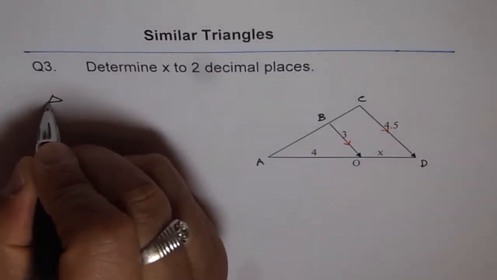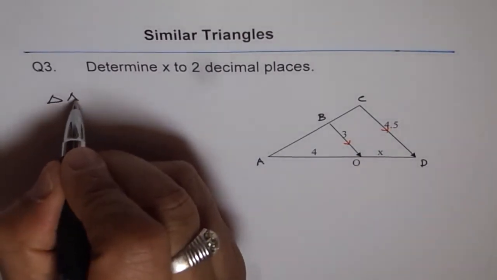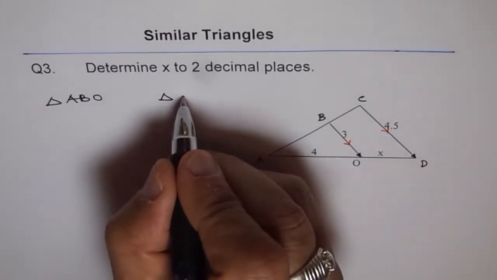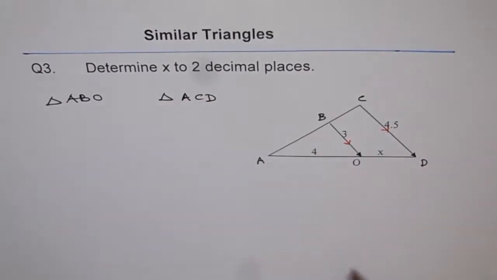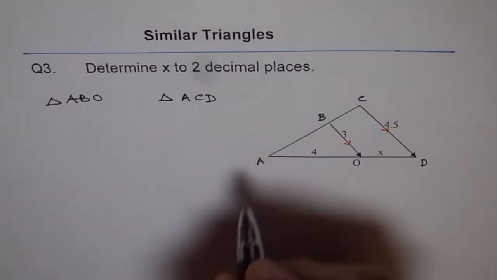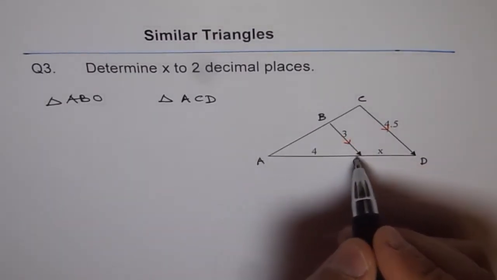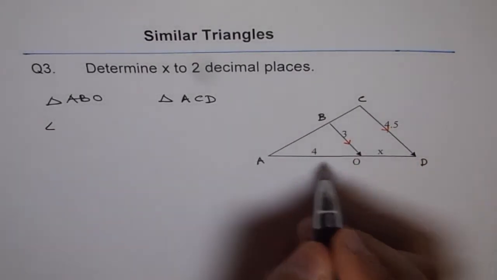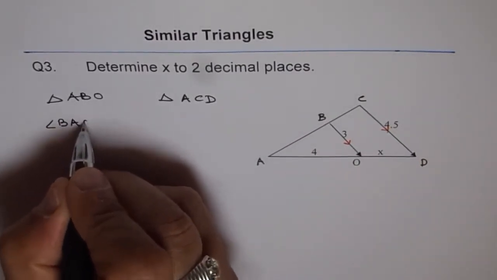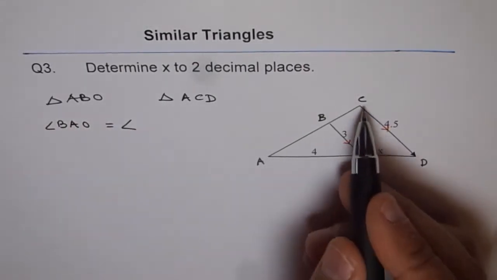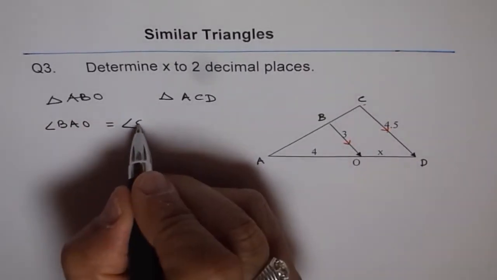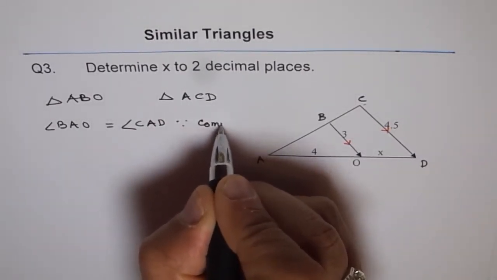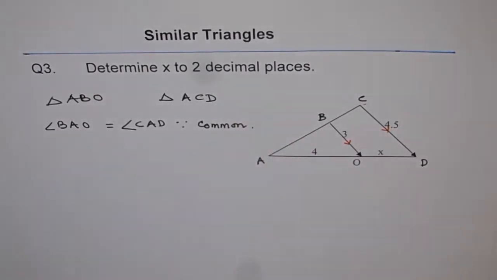So we are considering the triangle ABO and triangle ACD. Now in these two triangles we know angle A is common. Angle A is common to the small triangle and the big triangle. So we can write angle BAO is equal to angle CAD because they are common. So that is one angle.